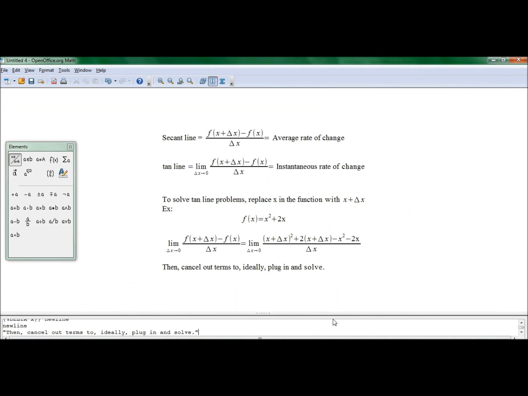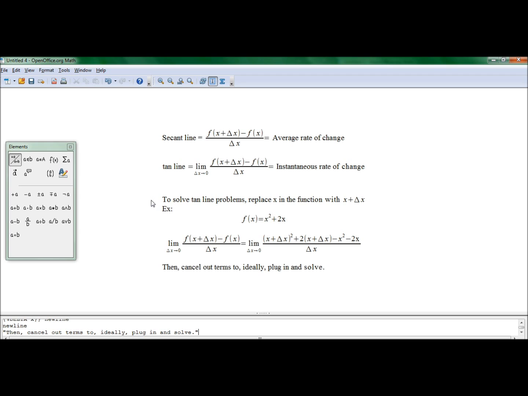So what you need to get from this lesson is that the secant line is equal to f of x plus delta x minus f of x divided by delta x, or the average rate of change, or the slope. Now the tangent line is equal to the limit as delta x approaches 0 of the same equation, and the tangent line is also the same thing as the instantaneous rate of change, which might be familiar to you in physics.